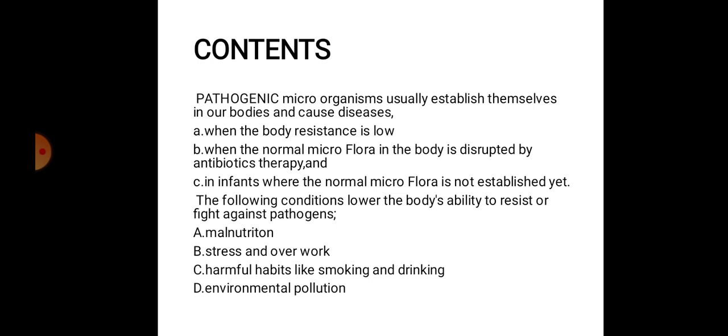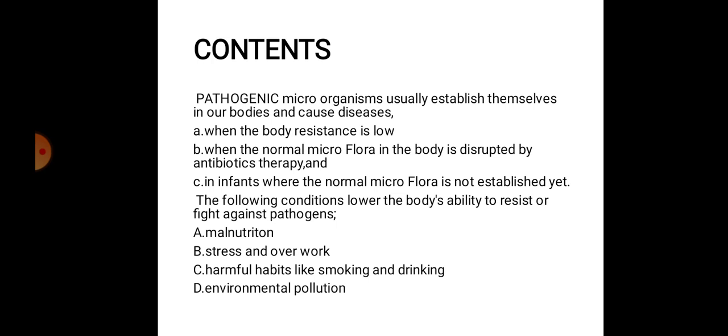Content. Pathogenic microorganisms usually establish themselves in our bodies and cause diseases. Why, or how do they do that? When the body resistance is low, when the normal microflora in the body is disrupted by antibiotic therapy, and also in an infant where the normal microflora is not yet established. Those are the ways in which microorganisms can establish themselves in the body.